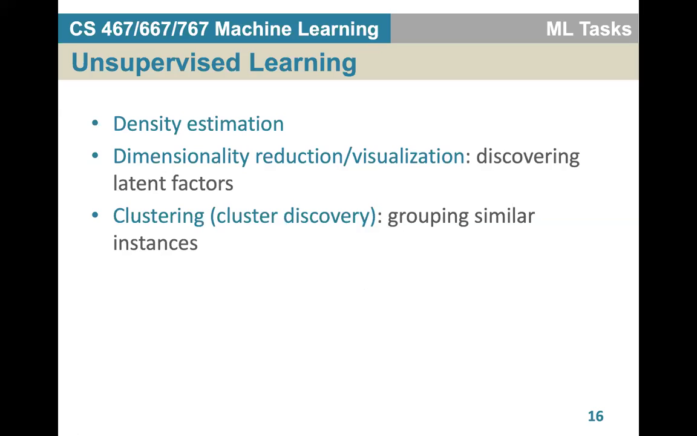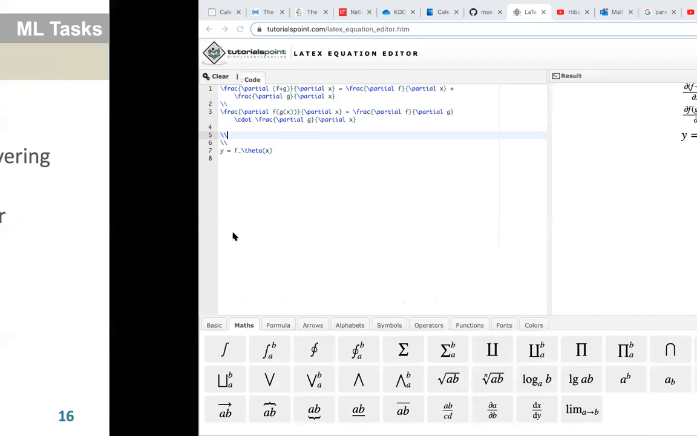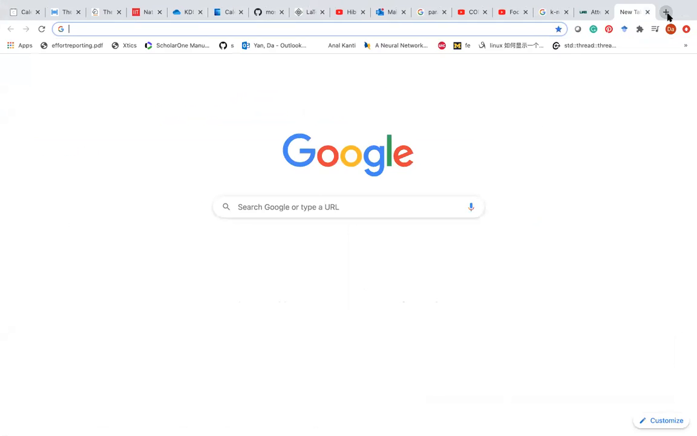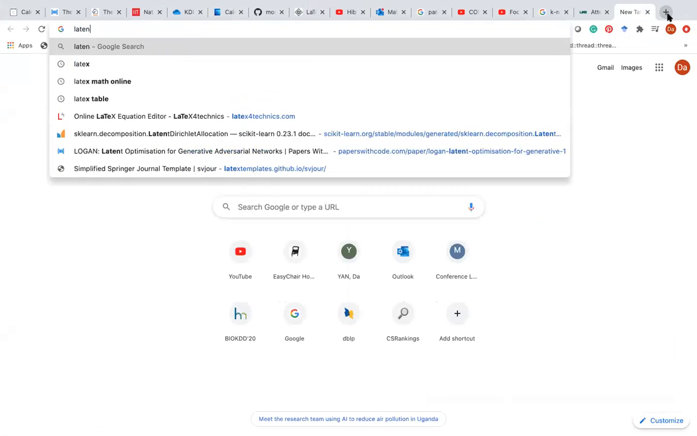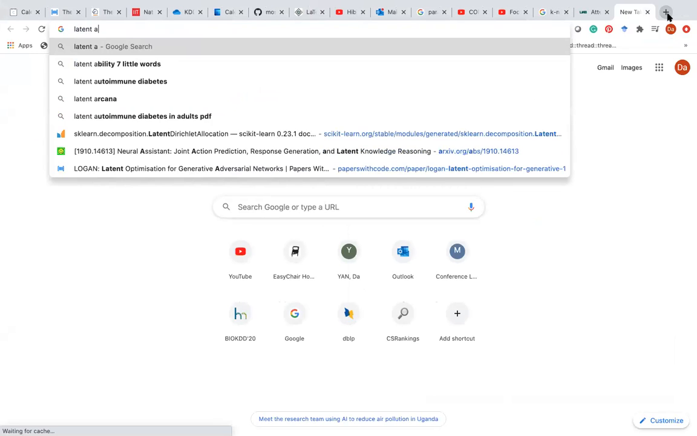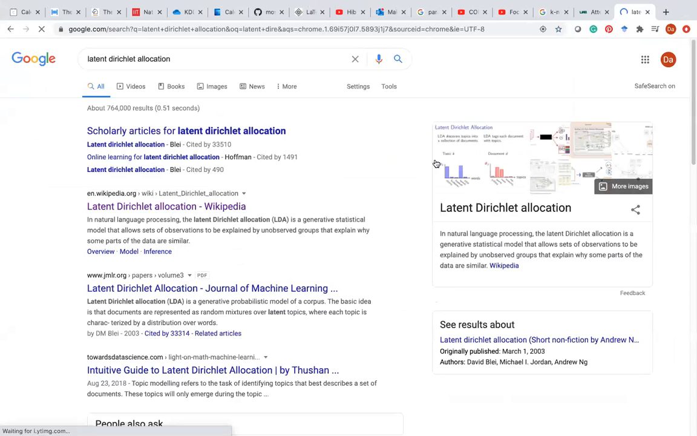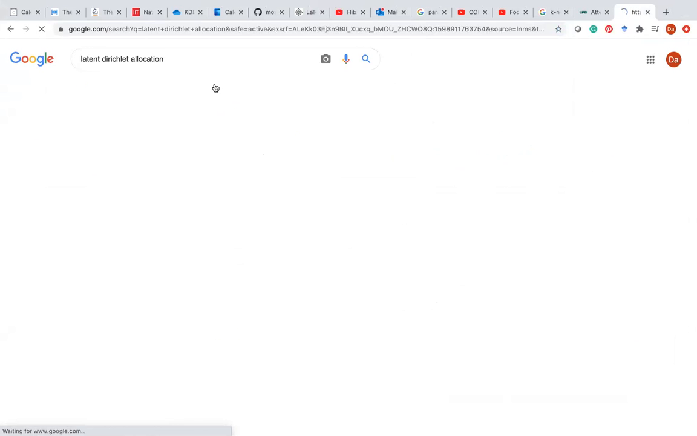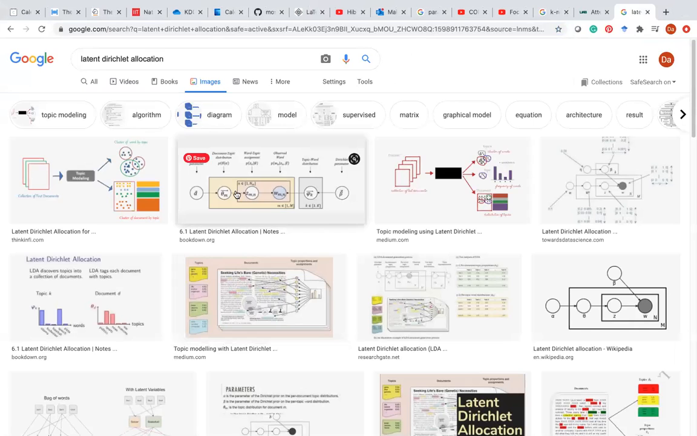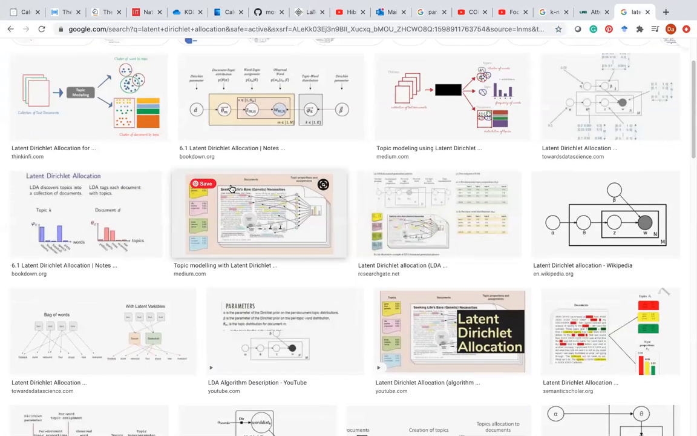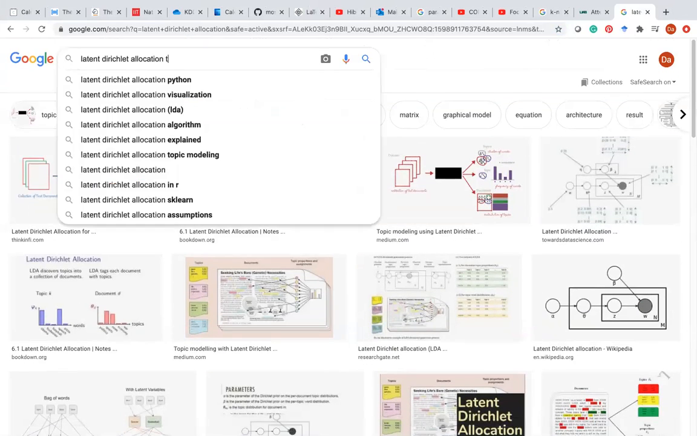So there are also other, more complex models, right? For example, if you look at a model called LDA, latent Dirichlet allocation, okay. What it gives is actually more complicated than clustering. Okay, so let's take a look at some topics from there.